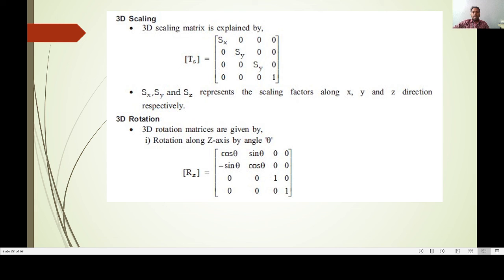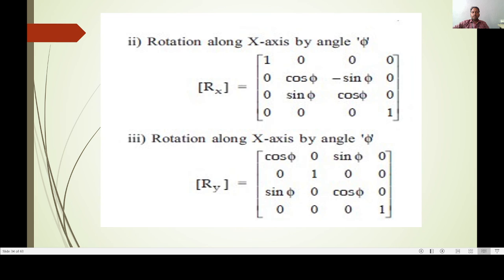Then 3D rotation. The 3D transformation begins with the form of the 2D transformation. The 2D rotational matrix is defined by cos theta, sin theta, minus sin theta, cos theta, which we already know. After this, we put 0 for the other elements, the diagonal element as 1 and other elements as 0. This is the 3D rotational matrix.